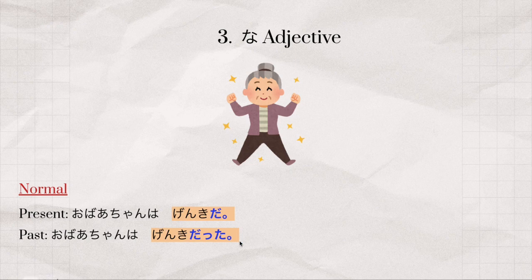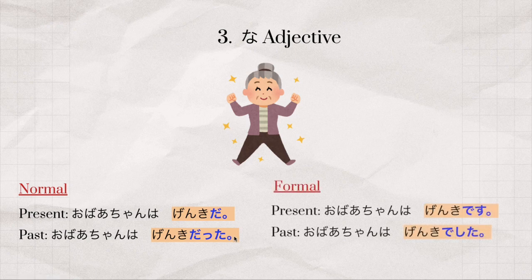Meaning, first meaning could be, I just saw my grandma and she was healthy. But another meaning could be, my grandma passed away, but she used to be healthy. So, おばあちゃんは元気だった. To say this in formal, present would be おばあちゃんは元気です. Formal past tense would be おばあちゃんは元気でした.